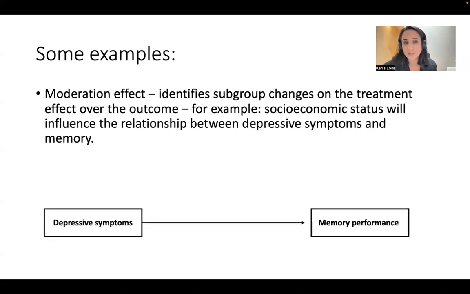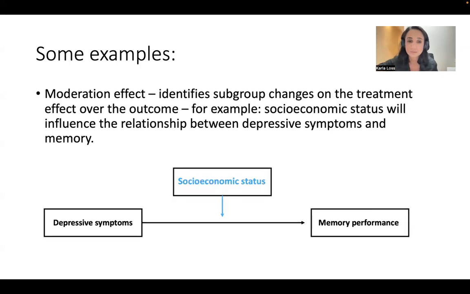And now let's reflect on an example of moderation effect. Moderation effect identifies a subgroup change, a subgroup change on the treatment effect over the outcome. For example, ethnicity or socioeconomic status will influence the relationship between depressive symptoms and memory. If this is true, we cannot consider the pooled effect anymore, because one subgroup will have a different effect of our predictor on our outcome. So here the socioeconomic status will influence this arrow between our exposure, our predictor, and memory performance.